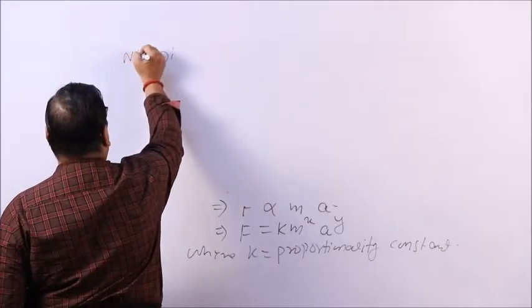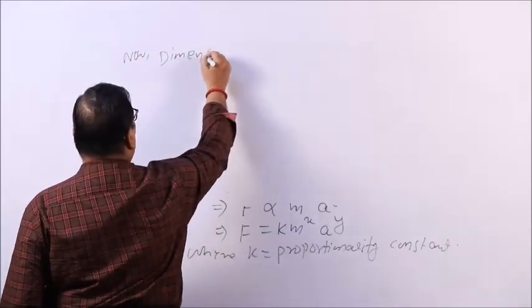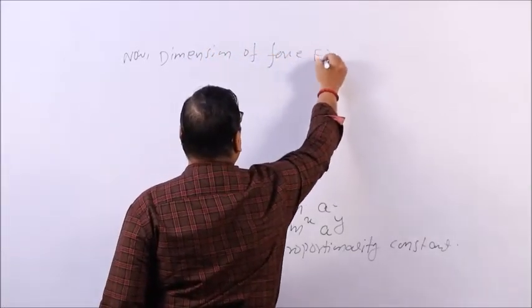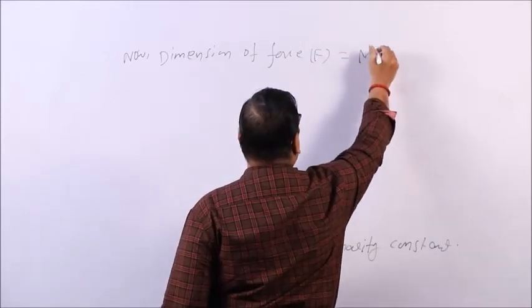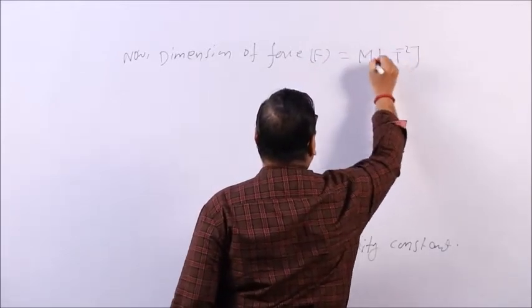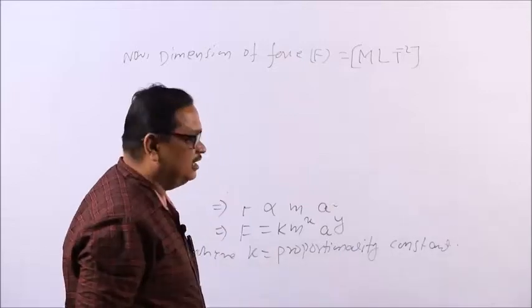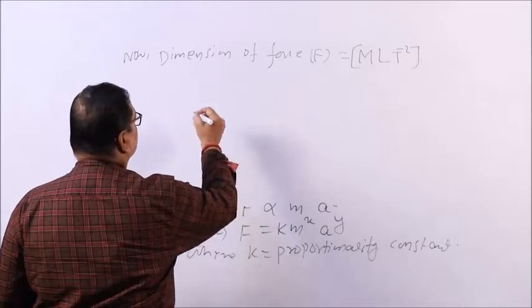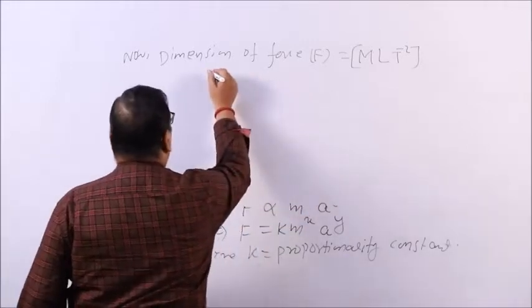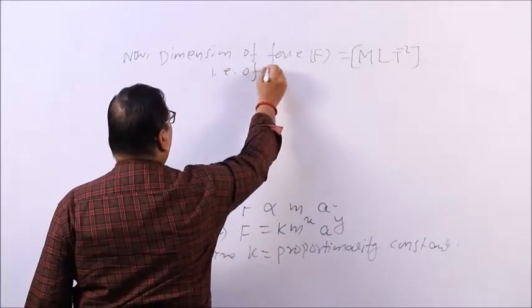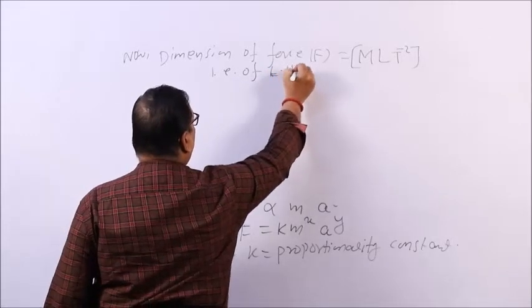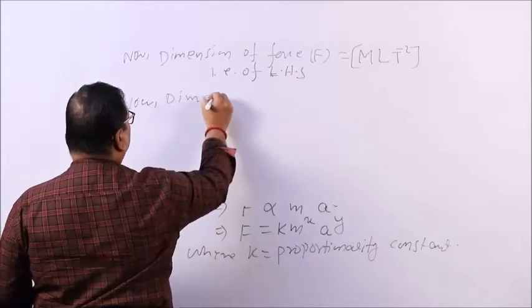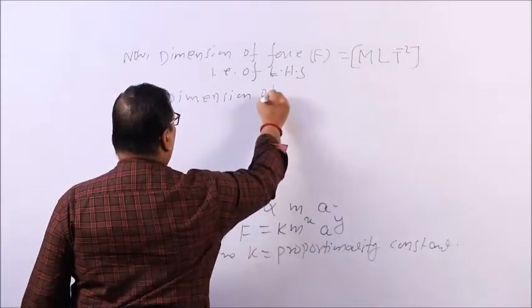Now, dimension of force F is m1 L1 t minus 2. This is the dimension of LHS. Now, the dimension of RHS.